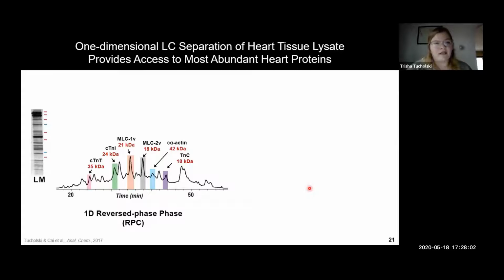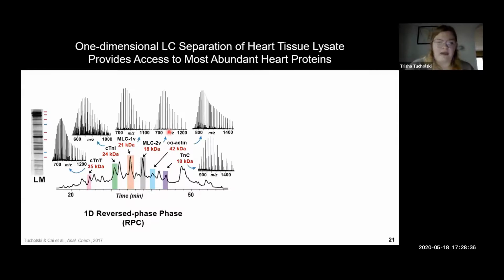So just to remind you what you might see if we were to use just one dimension of liquid chromatography separation for a mixture of heart tissue proteins, or proteins extracted from heart tissue. You can see here, this is just a 1D, or one dimension, reverse phase chromatogram, and you can see members of the troponin complex. So you see cardiac troponin I, cardiac troponin T, and troponin C. And you can also see the myosin light chains, so myosin light chain 1 and myosin light chain 2, and then in addition, cardiac alpha actin.